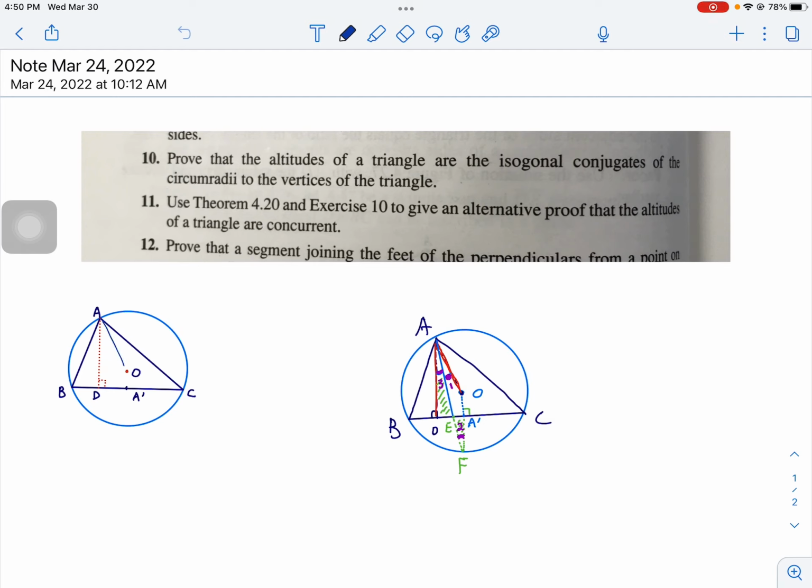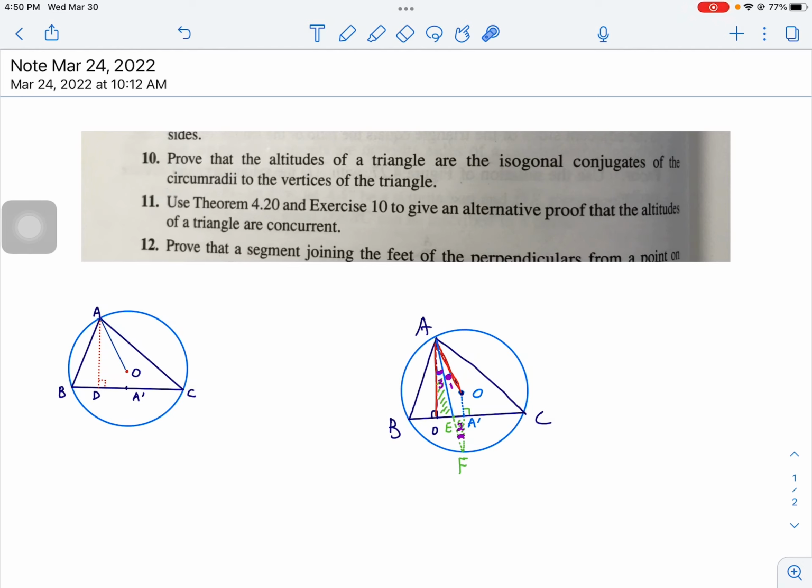Now we want to prove that these two segments are isogonal conjugates of each other. That's what we want to prove. And in the last video, I explained what's given, what is to be proved, and along with that, hints on how to proceed, right?